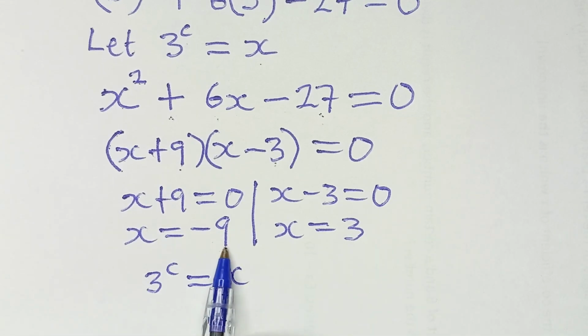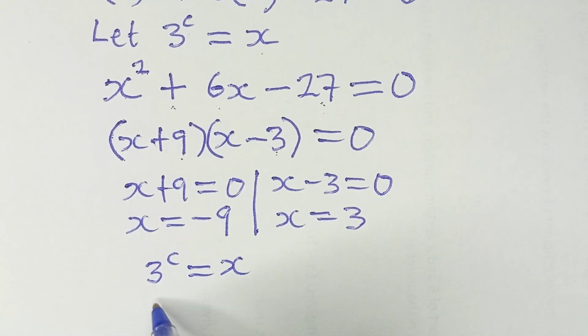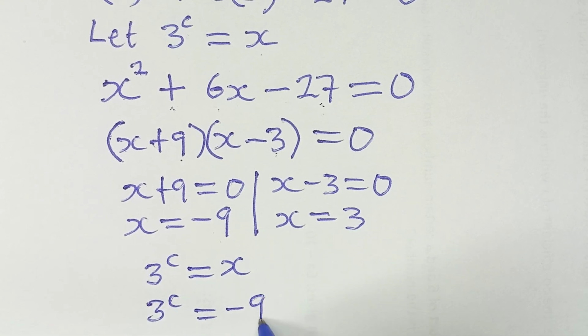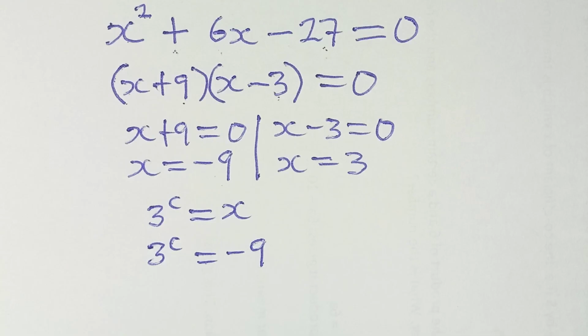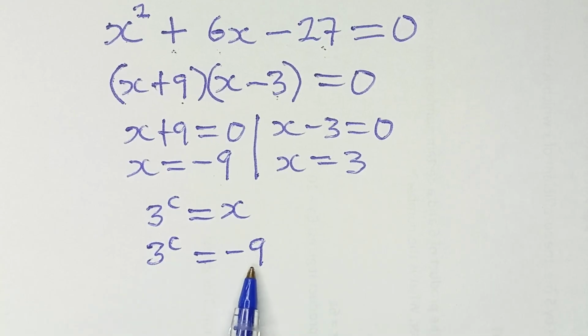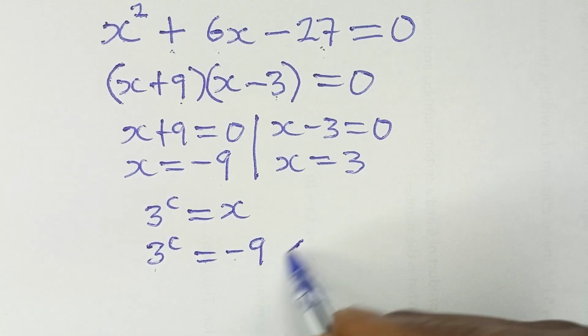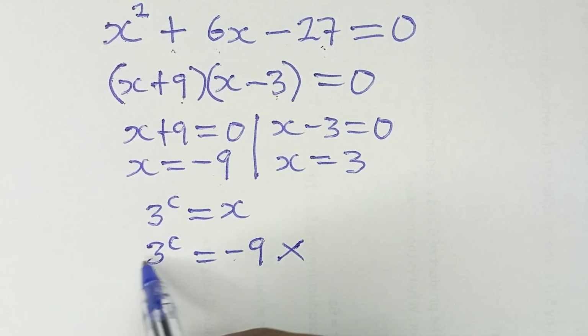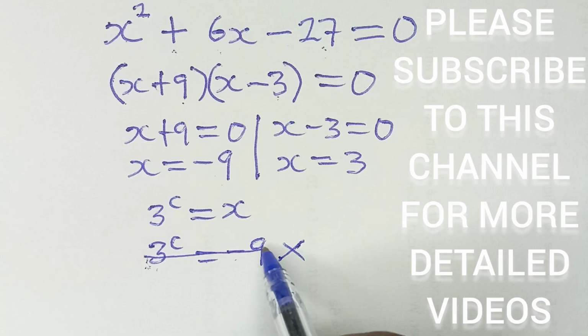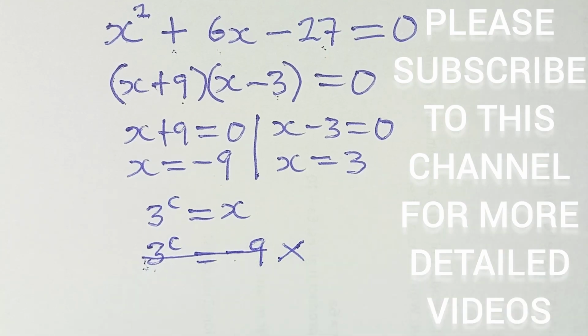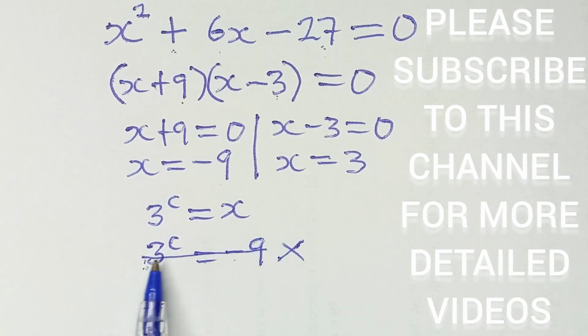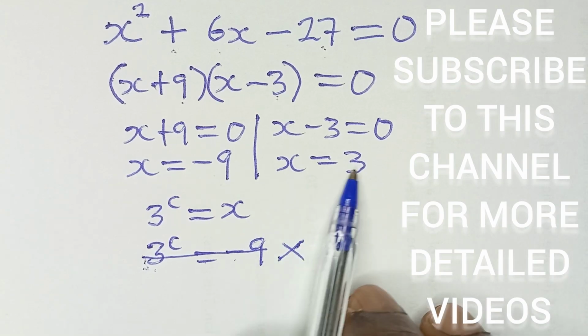So taking this first solution for x, I can simply say 3 raised to the power c is equal to negative 9. You will agree with me here that there's no way we can express this negative 9 in a base similar to 3 because of the negative sign that we have here. So because of that, we are going to discard this solution. We are not taking this solution because it will not give us real values as answer. So we are going to discard this now and take the other value of x.